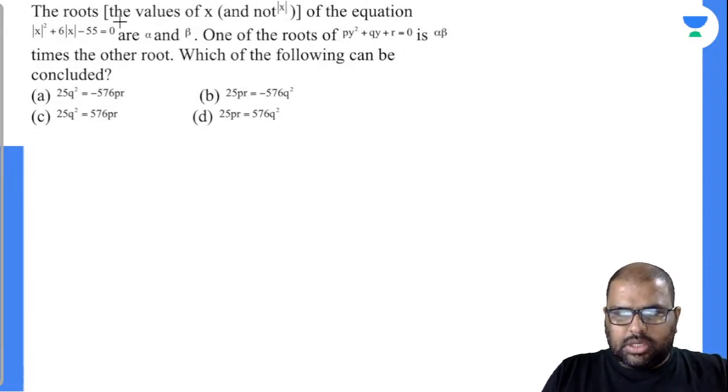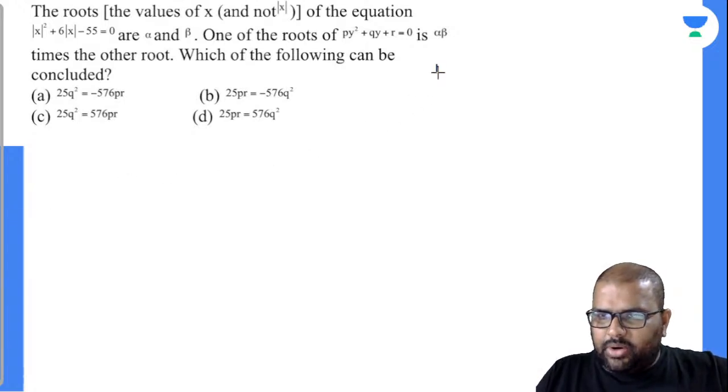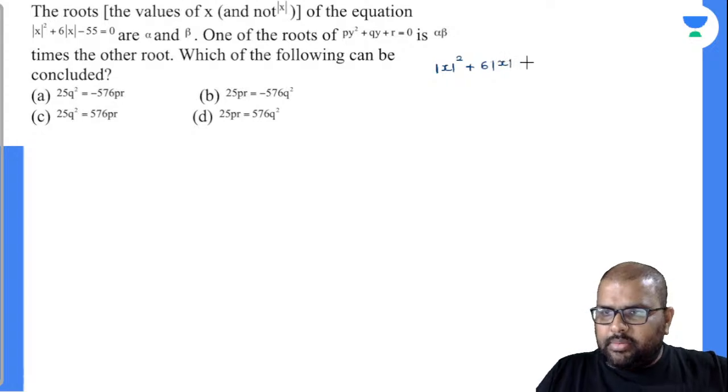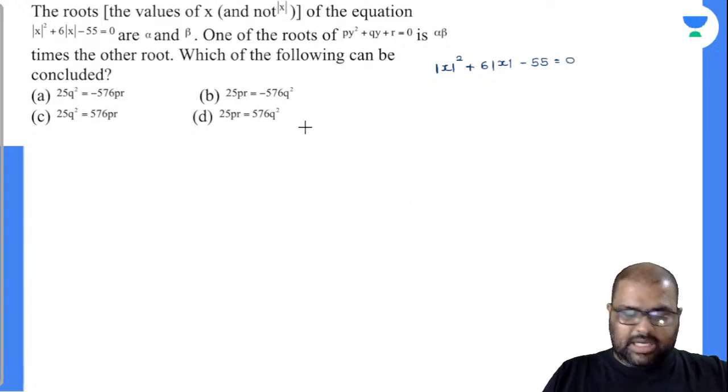The roots, the values of x, not modulus of x, of the equation. So first of all, this is the equation: modulus of x whole square plus 6x plus 6 modulus of x minus 55 is equal to 0, with roots alpha and beta. One of the roots of py square plus qy plus r is equal to 0 is alpha beta times the other root. Which of the following can be concluded?